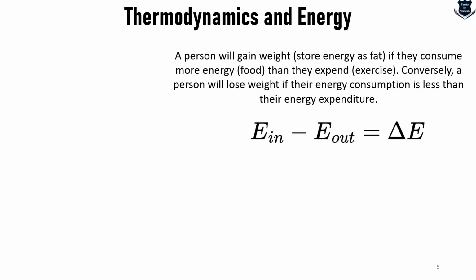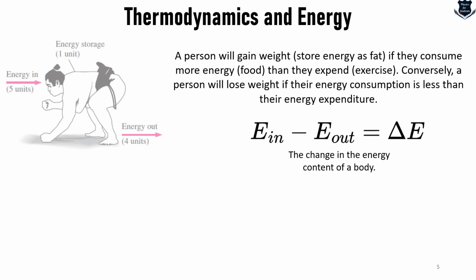So here is a simple equation. The change in the energy content of a body or any other system is equal to the difference between the energy input and the energy output, and that is being balanced. So here is a person, as you can see, with energy input of 5 units going in, the amount of energy stored is 1 unit, and the amount of energy out is 4 units. So the change in the energy content of a body or any other system equals the difference between the energy input and the energy output.